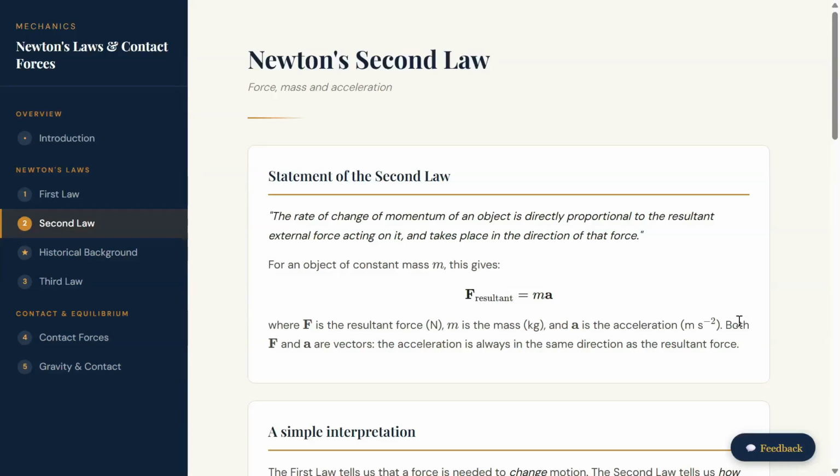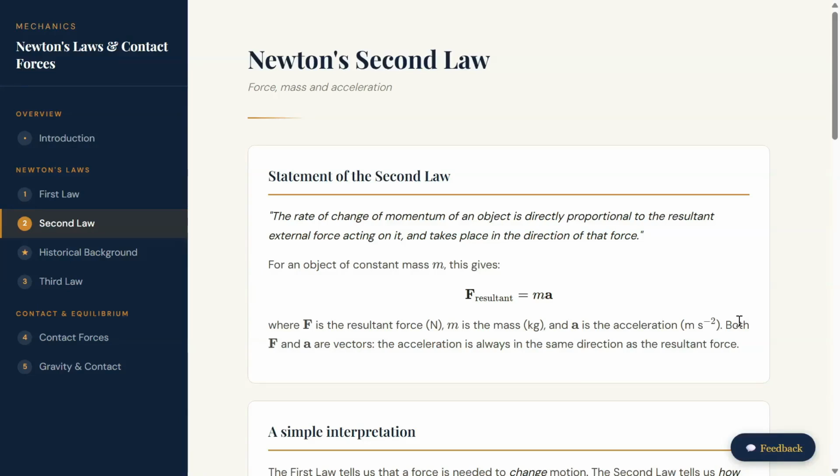Now relate this back to the first law. If an object isn't being pushed by an overall external force, then it will continue to move in a straight line with unchanging speed, that is, with constant velocity.